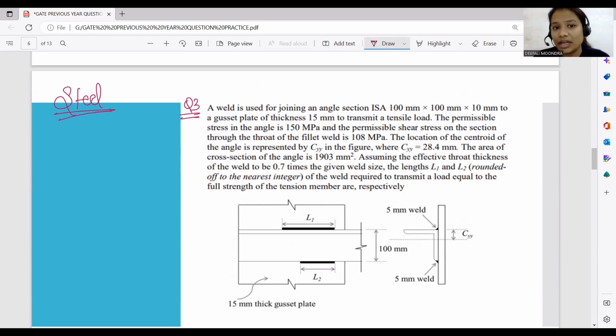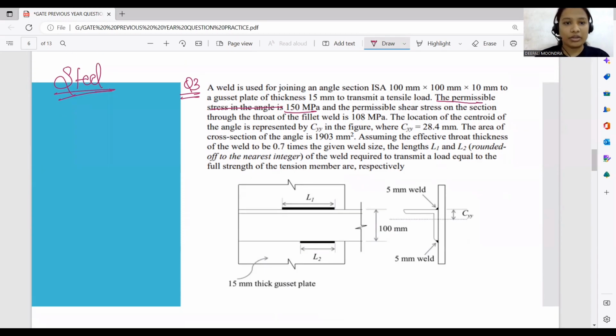A weld is used for joining an angle section we have been provided. So we have this angle section 100, 110, and thickness is 15. Now, the permissible stress in the angle is 150 and the permissible shear stress through the throat of the fillet weld is 108 MPa. Then we have some details of X, Y, Y and the angle. So this is the whole data we have been provided.